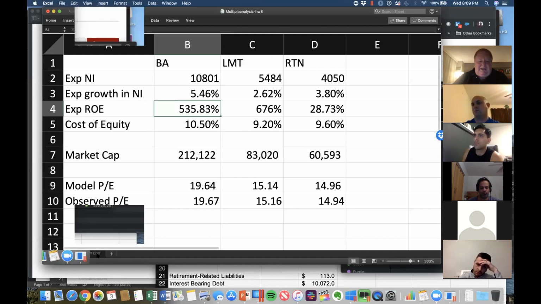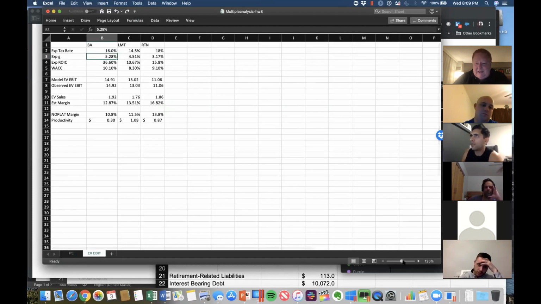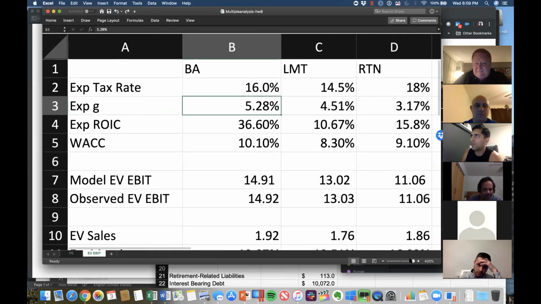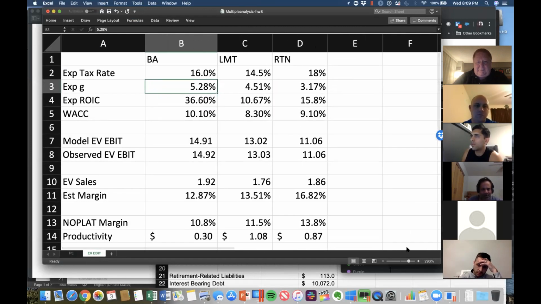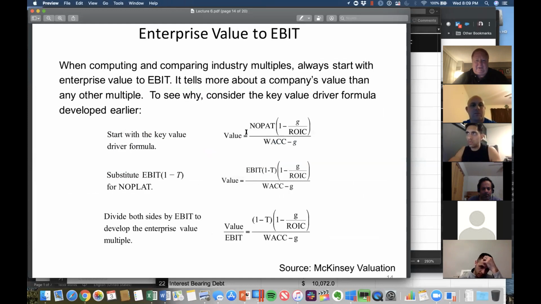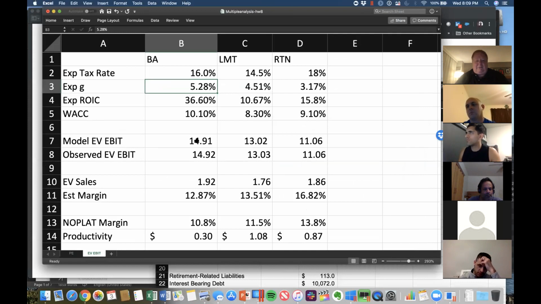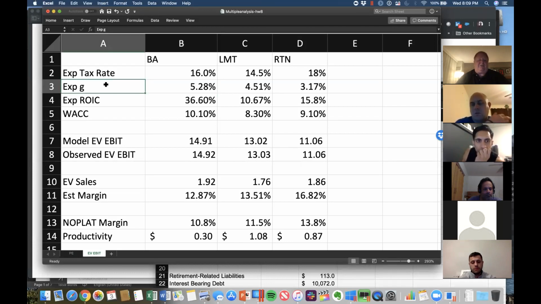So why don't we come over here to EV to EBIT and look a little deeper. These are now EV to EBIT. Going back to our video, this is the key value driver rearranged. NOPLAT is EBIT times 1 minus the tax rate. Divide both sides by EBIT. We basically get 1 minus the tax rate times 1 minus the growth over ROIC, divided by WACC minus G. That was what we were solving towards, and we wanted to match them up to figure out the G. But this G is not growth in EPS. This G is growth in free cash flow, proxy NOPLAT, and the same margin, sales.